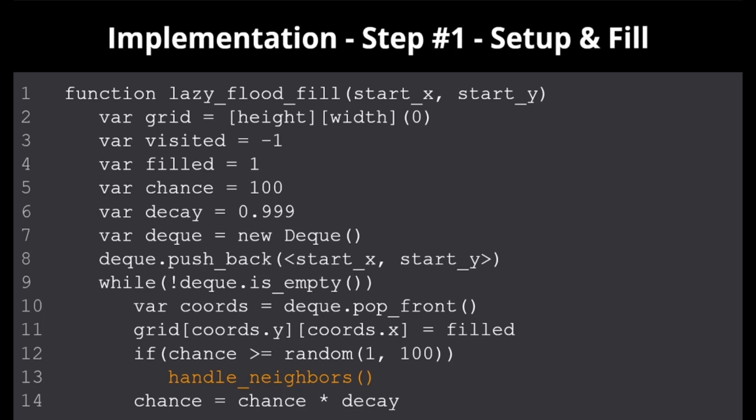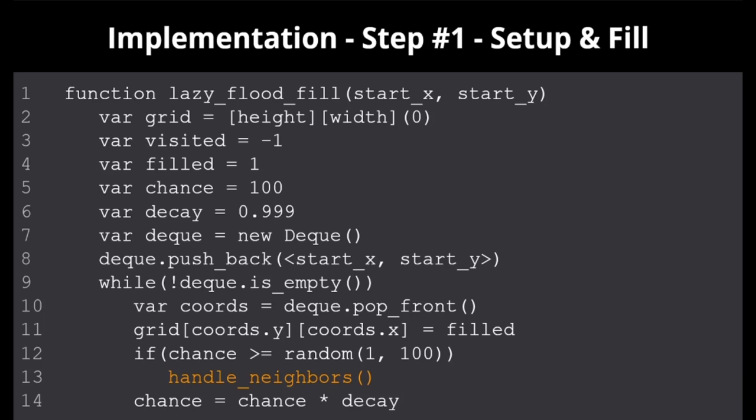The chance variable expresses how likely it is that the neighbors of the current tile in consideration are to be added to the deck. The decay variable is a scalar which shrinks the chance variable. We're using 0.999 here instead of 0.5 like in the example because in a real game, this is a much more reasonable value to use. The deck variable is just an empty deck structure. Those are all the setup values we need. Next, we push the starting coordinates onto the back of the deck, then begin the while loop.